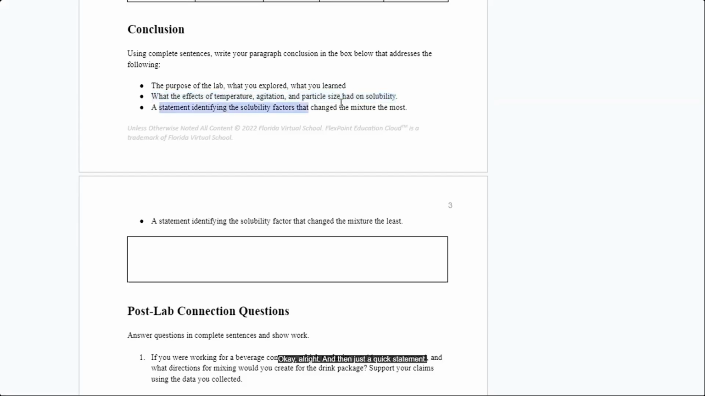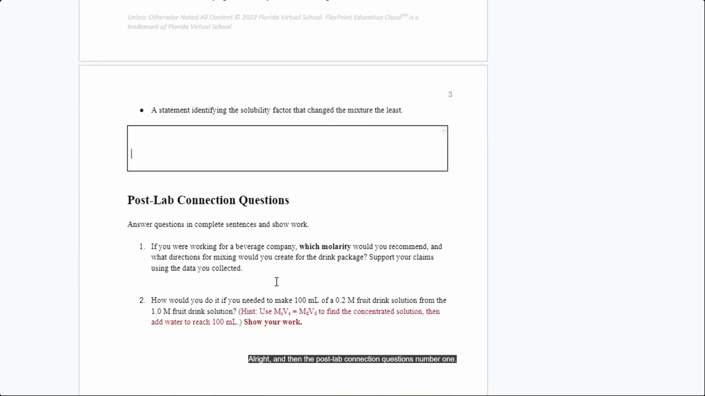All right, and then just a quick statement now that you've talked about all 3 different solubility factors that we analyzed. Now we're going to look at it and see which one changed the mixture the most based on your data. Now please make sure you do include your data. Why do you say solubility factor X changed that mixture the most? And how did you know? And then same thing, but we're going to look at which one affected it the least.